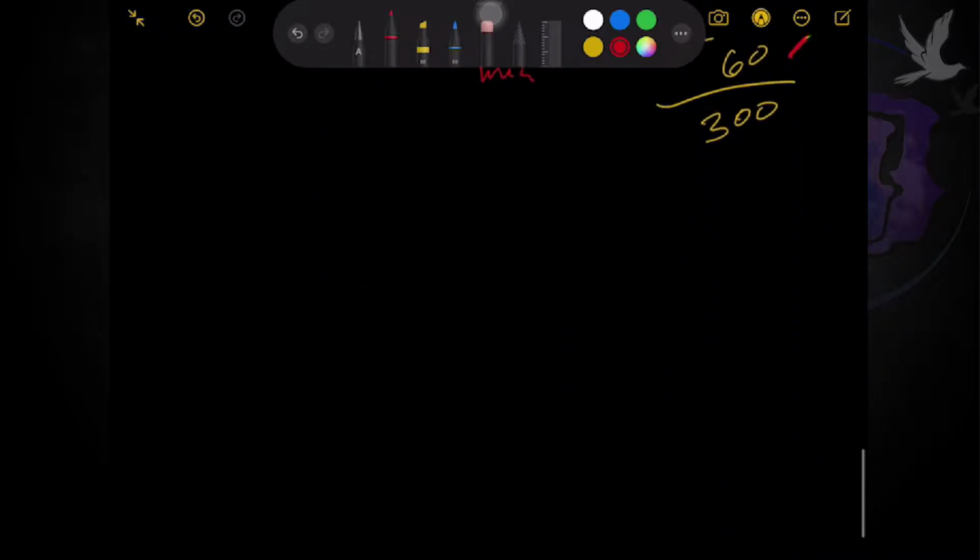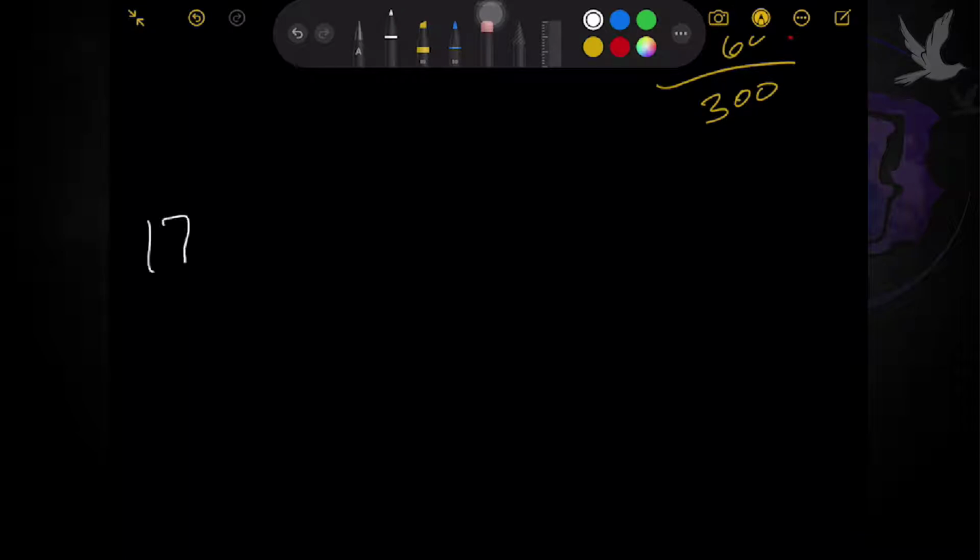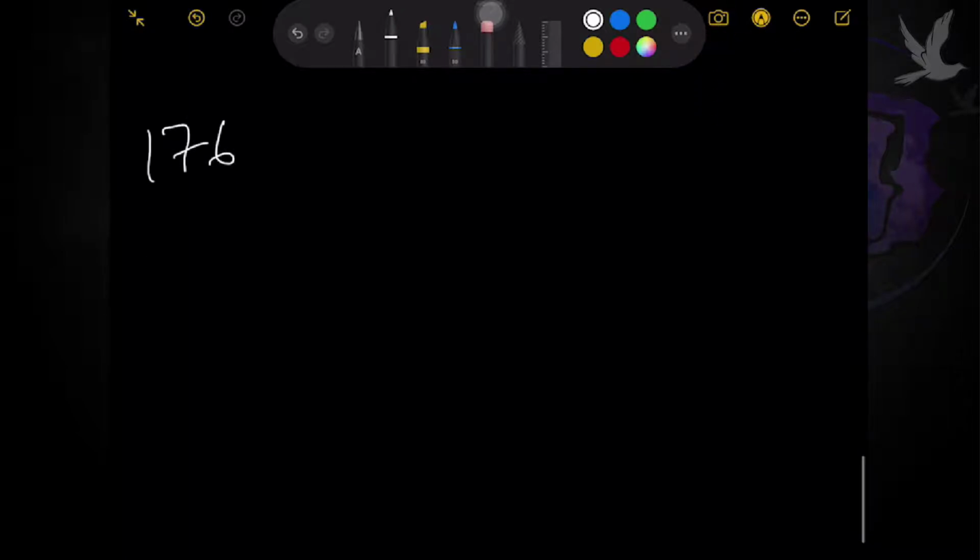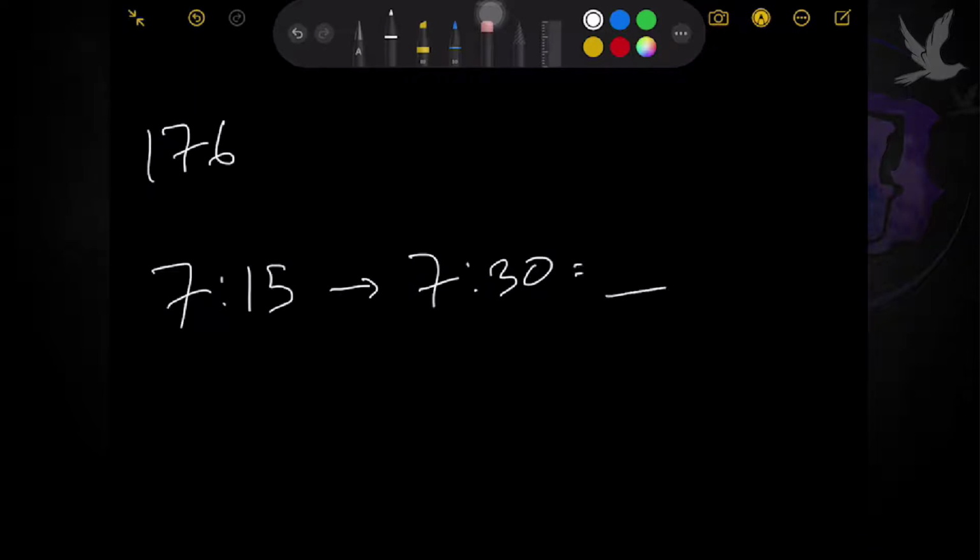Okay, para naman sa page 176, it's basically like you can make use of determining the number of hours and minutes between two times, no? So, for example, let's say you have 7:15 to 7:30. Ilang hours yan, tsaka ilang minutes ang difference nila. So, obviously, in terms of hours, we don't have any difference. But in terms of minutes, we have an increase from 15 to 30, which is equivalent to 15 minutes.